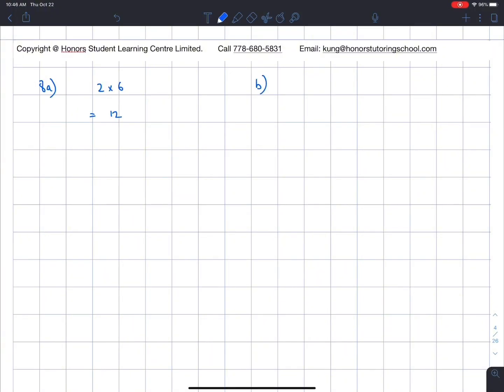What integer is half as large as 6? So this will just be half times 6. This will be half as large as 6, and we should get 3.